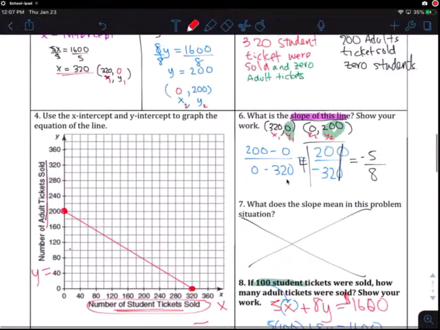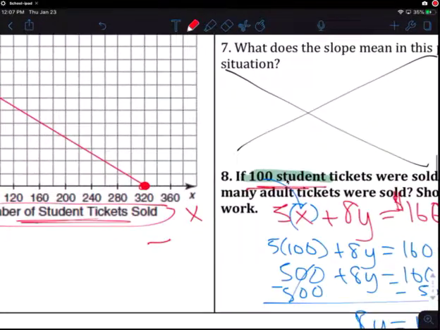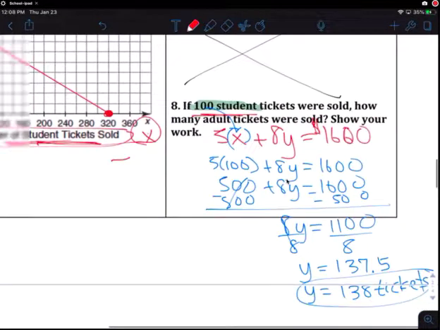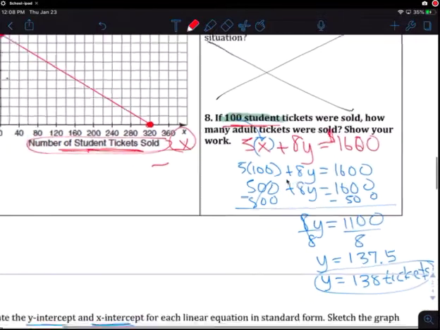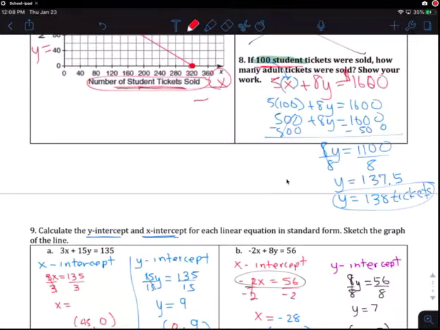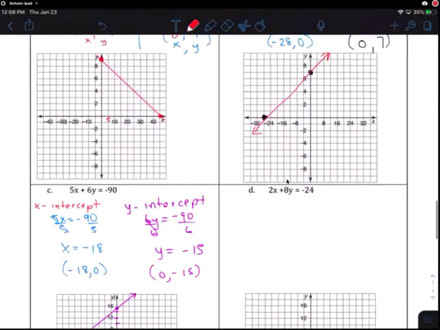And we finished the graph here. And here, this is 100 students, so it goes into x because x represents the number of students. Then you solve for y, and you get 137.5 tickets, but you can't sell half a ticket, so you round up to 138 tickets. And then we did this in class, most classes, A and B. Some classes we were on C.